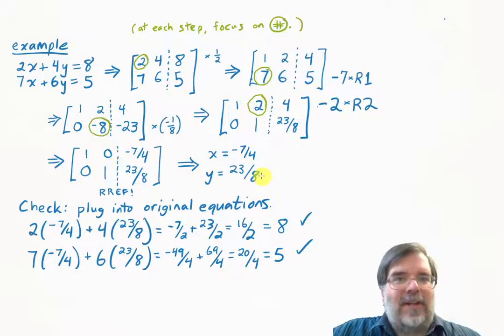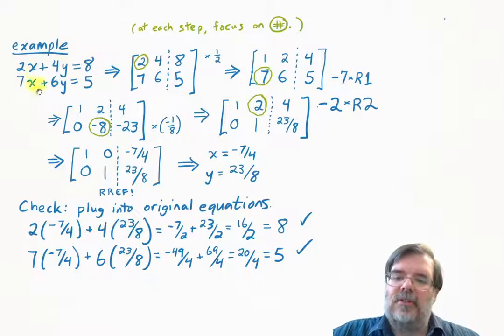It's always good to check your answers if you can, and checking your answers just means plugging them into the original system of equations and making sure that works out. So if you plug in negative 7/4 for these x's, and plug in 23/8 for the y's, and then do some math, you will get the values you expect at the end, 8 and 5.